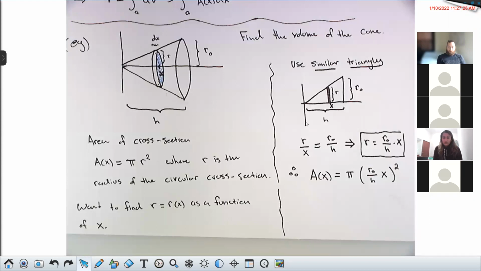All right, and we're almost ready to set up our integral here. So I want to take a second and pause. Any questions about the similar triangle argument or what this radius is and why we need it? Anything like that?